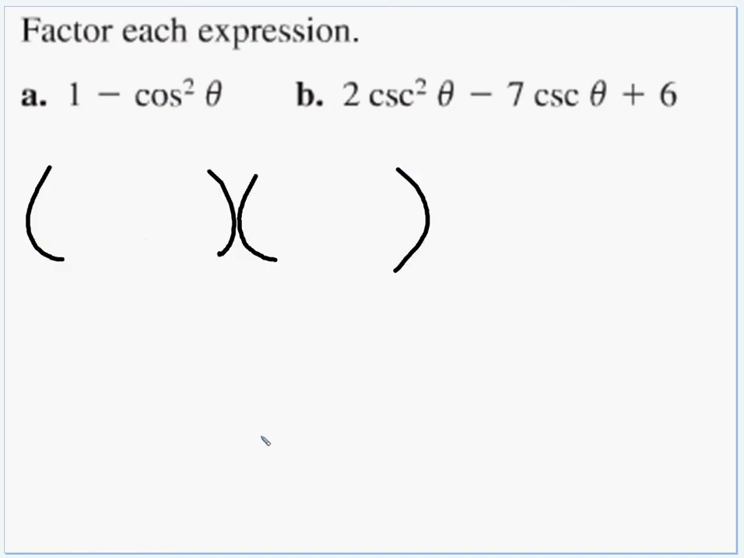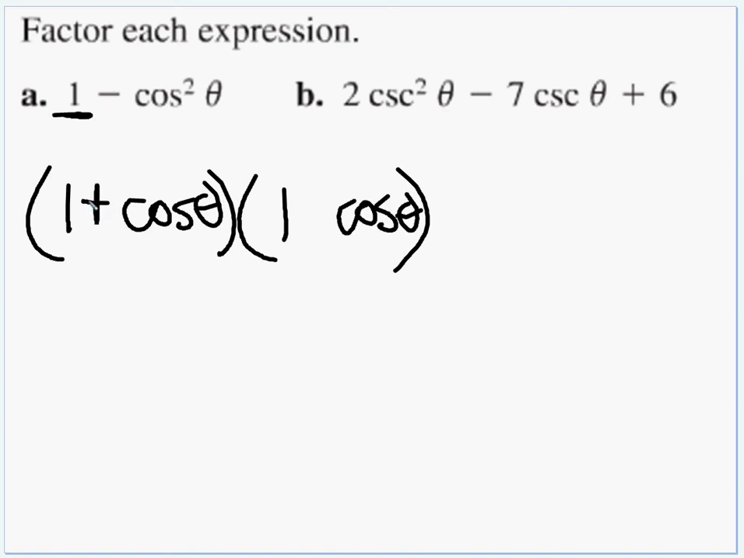I would just set up some empty parentheses. The 1 has to be 1 times 1. And how do you get cos squared? It's got to be cos theta times cos theta. How do you multiply those out and not get a middle term? Well, one's got to be a sum. The other's got to be a difference. 1 plus cos times 1 minus cos.